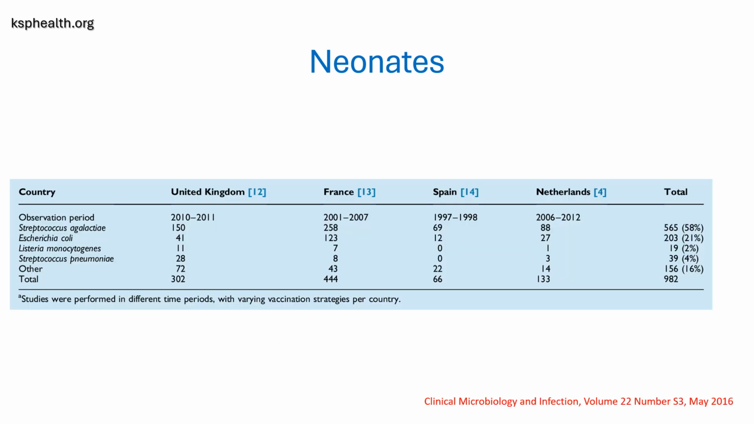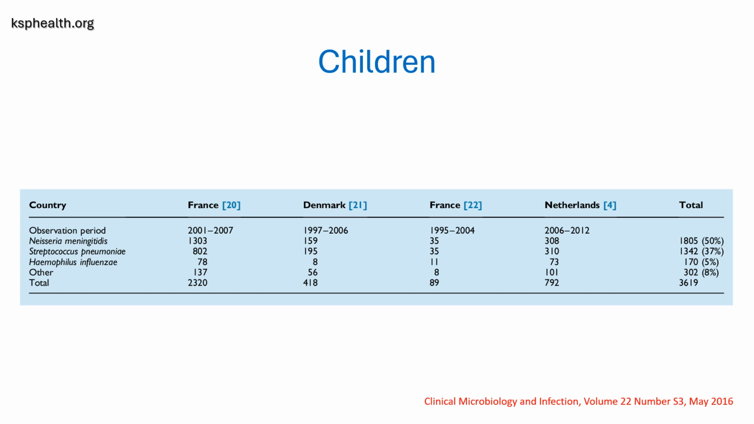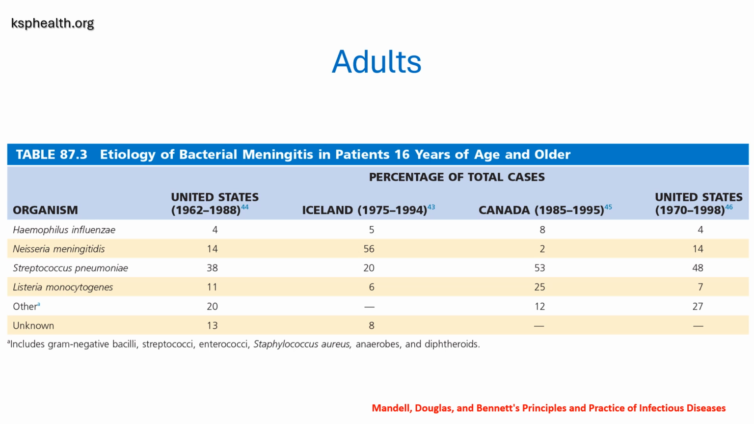This is data from Europe. As you can see, Streptococcus agalactiae, which is GBS, represents 58%, followed by E. coli at 21% in neonates. In children, in the same European countries, Neisseria predominantly accounts for 50% of the total meningitis, and strep pneumo follows second to Neisseria. In other parts of the Western Hemisphere, the predominant organism is strep pneumo, followed by Neisseria. Iceland is similar to European countries, with predominant Neisseria followed by strep, and Canada predominantly strep, and the United States remains the same, with strep pneumo being the number one causative organism for bacterial meningitis.